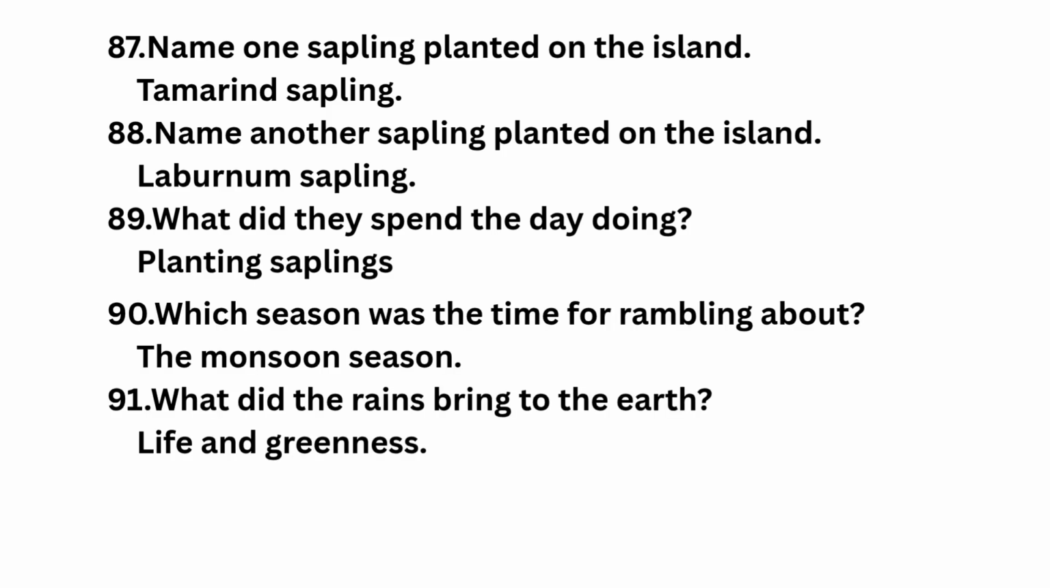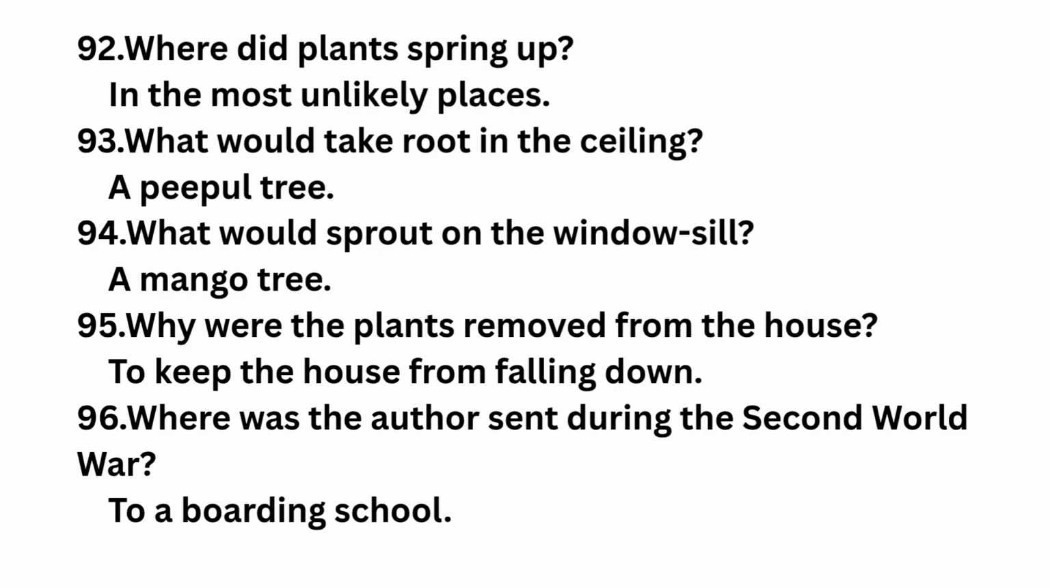Name one sapling planted on the island. Tamarind sapling. Name one other sapling planted on the island. Laburnum sapling. What did they spend the day doing? Planting saplings. Which season was the time for rambling about? The monsoon season. What did the rains bring to the earth? Life and greenness. Where did plants spring up? In the most unlikely places.